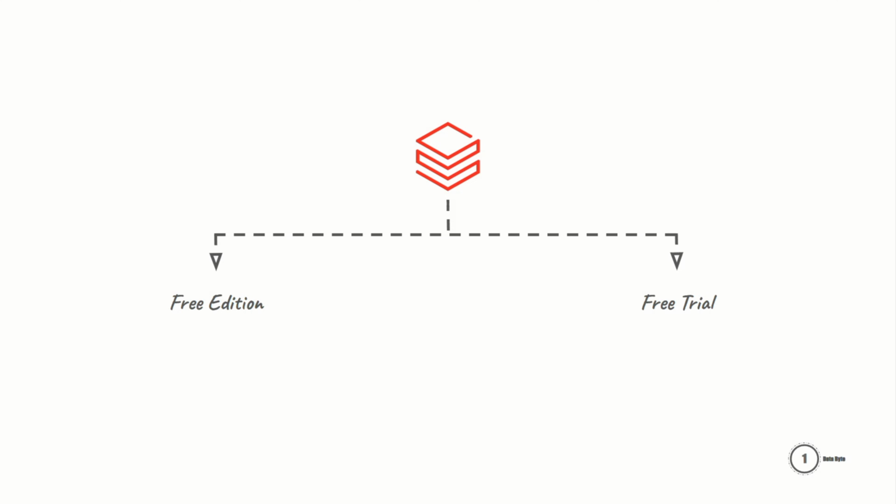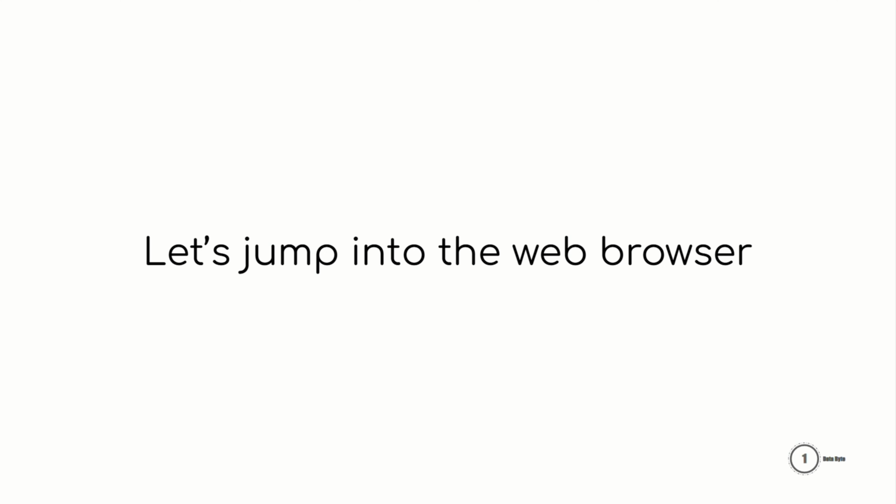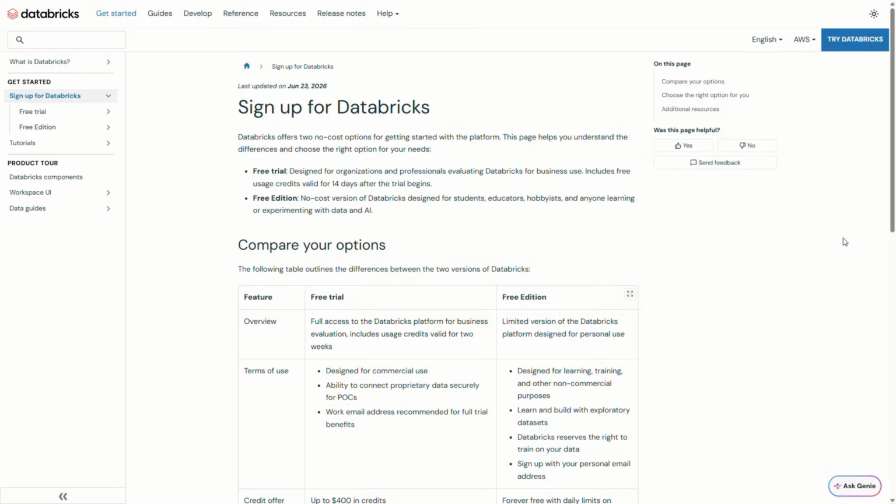Databricks offers these two options for learning and exploring. First one is free edition and free trial. Let me jump into a web browser to show you what the differences are between these two options. So free edition in Databricks is a totally no-cost version of Databricks, designed for students, educators, hobbyists, and anyone learning or experimenting with data and AI. This includes open source technologies used in Databricks, along with a few Databricks premium services with some limitations, obviously. But you don't have to pay anything for this free edition.